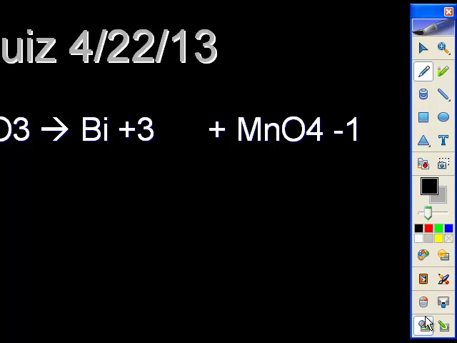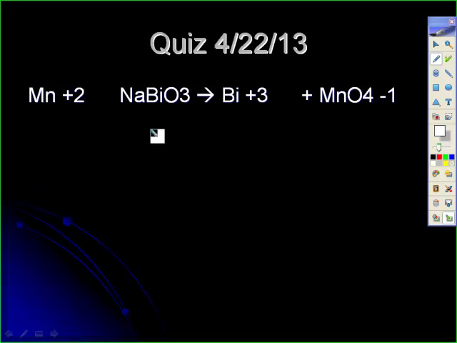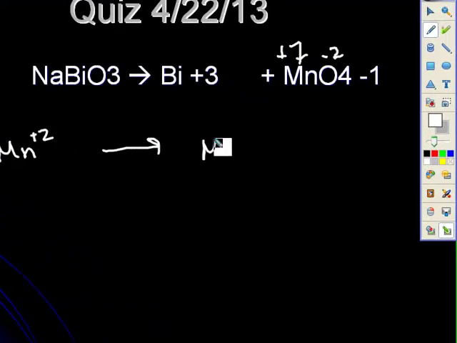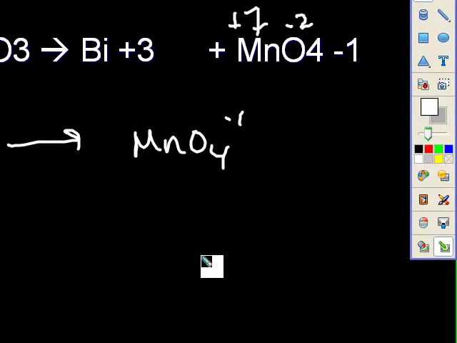So this is what your quiz looked like, and it said it was in acidic media. So I am going to go ahead and show you how I would balance this if I were you. First thing I see is that Mn, and the superscripts didn't come out here, but Mn is +2, and over here Mn is a +7, so that looks like an oxidation. I'm going to go ahead and write that down here. My oxidation is Mn +2 and MnO4 -1. My Mn's are balanced already, so all I need to do is balance everything else.